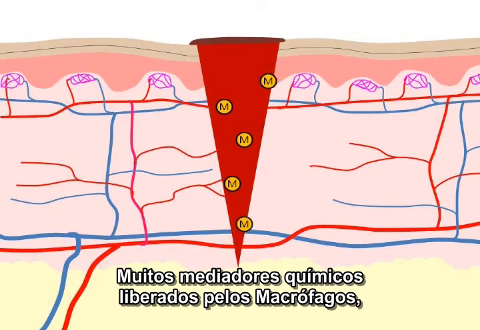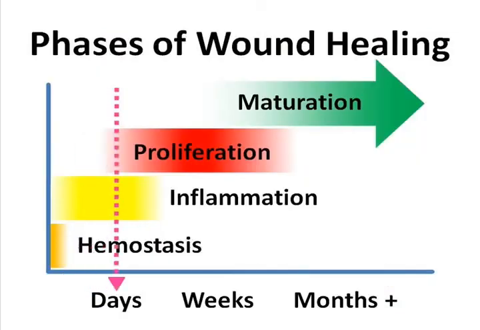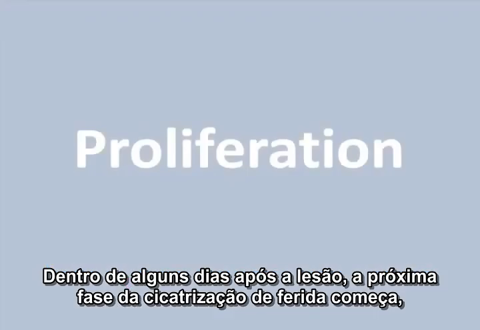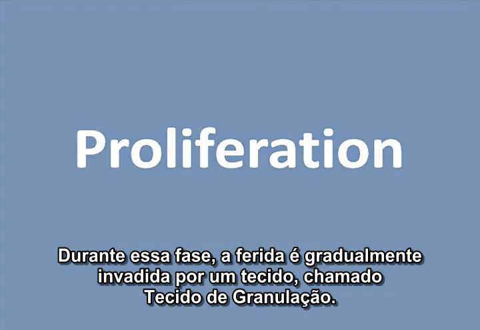The macrophage plays a key role in directing the next phase of wound healing. By releasing various chemicals, the macrophage attracts and stimulates other cell types to accomplish a variety of reconstructive tasks. Within days of the initial injury, the next phase of wound healing begins. This phase is called the proliferation phase or the reconstruction phase.